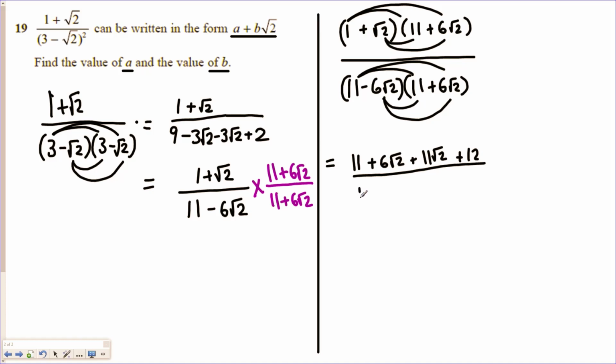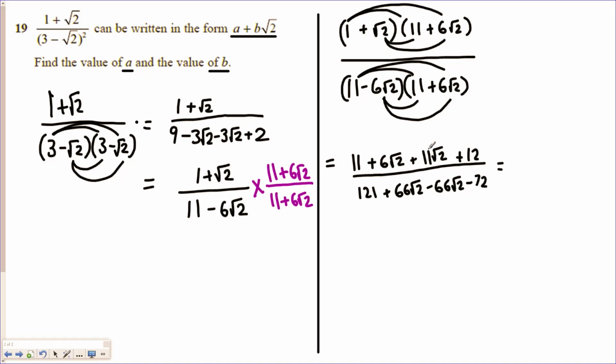11 times 11 is 121. 11 times 6 root 2 will give us plus 66 root 2. Minus 6 root 2 times 11 will give us minus 66 root 2. And this is an interesting one. We have minus 6 root 2 times 6 root 2. So let's deal with the signs first. A negative times a positive will give us negative. 6 times 6 is going to give us 36. And root 2 times root 2 is going to give us 2. 36 times 2 will give us 72. So we're going to have minus 72.